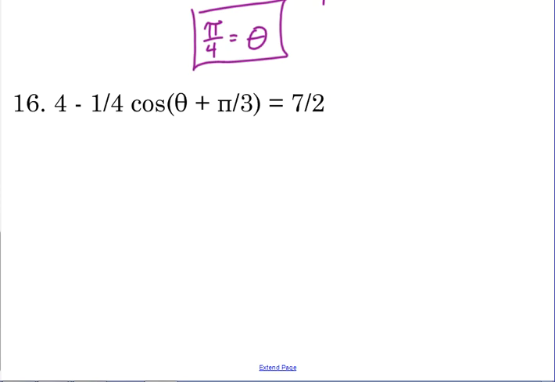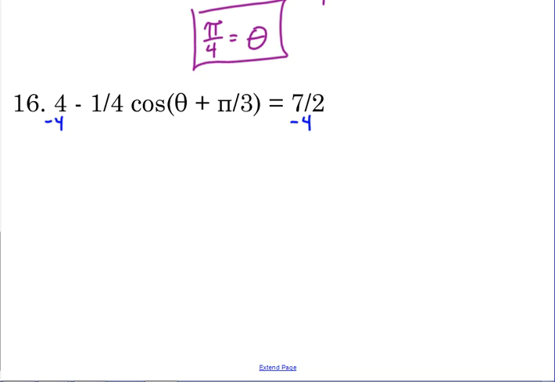All right, let's look at number 16 as well. 4 minus 1/4 cosine of theta plus pi over 3 is equal to 7 over 2. Now, please don't be tempted to put the 4 and the -1/4 together. The -1/4 is multiplied by the cosine, so you cannot combine those. We need to start by subtracting the 4.